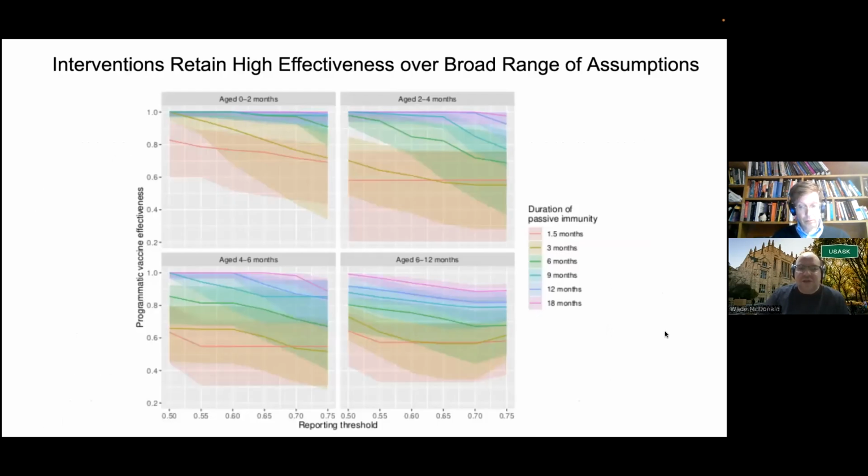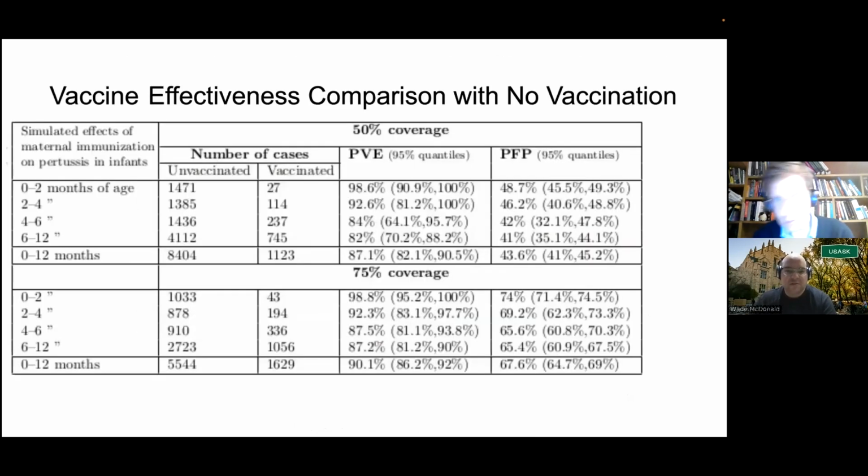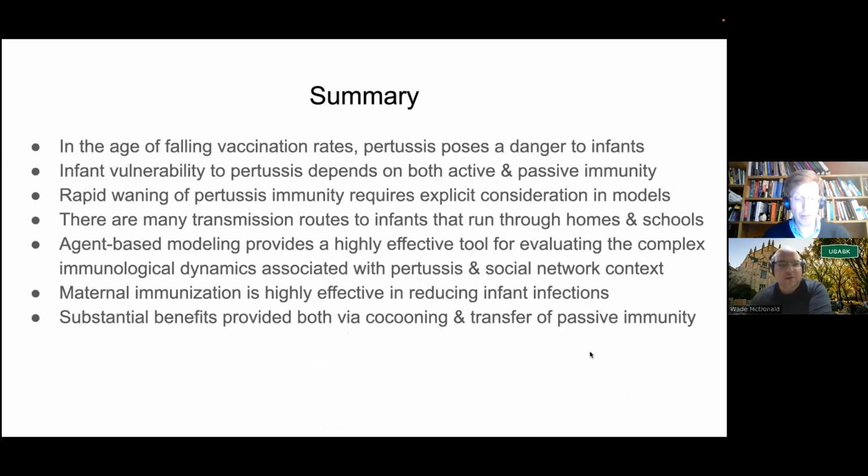This represents interventions retaining high effectiveness over a broad range of reporting threshold assumptions, which determines how severely infected a person must be to report their illness or have it reported as a case. This table represents the results. I think I may skip through these quickly, and give a quick summary of the pertussis model's findings.